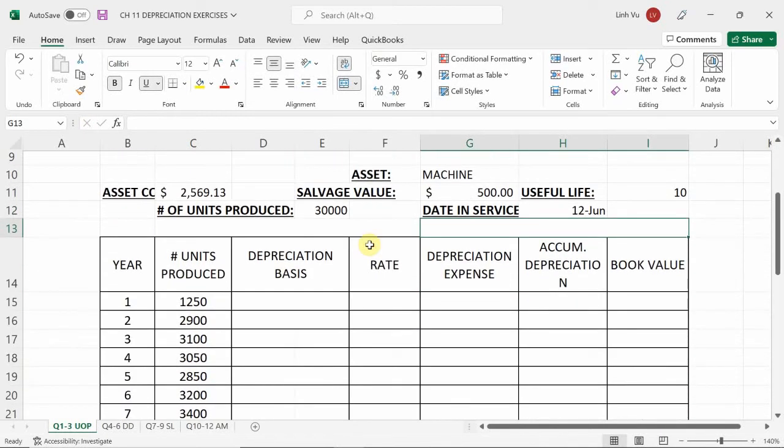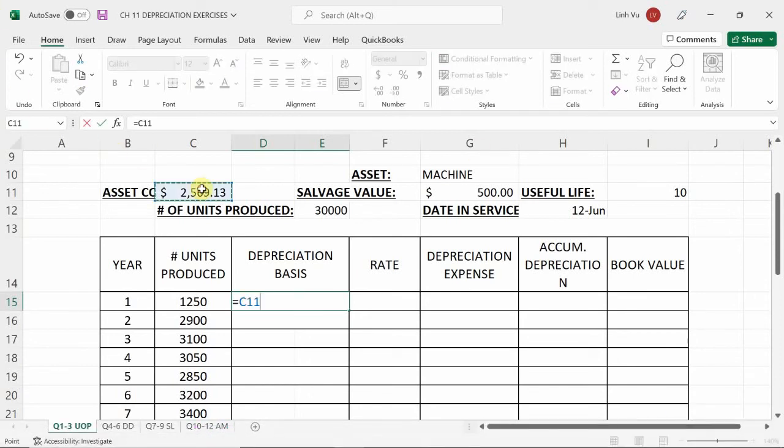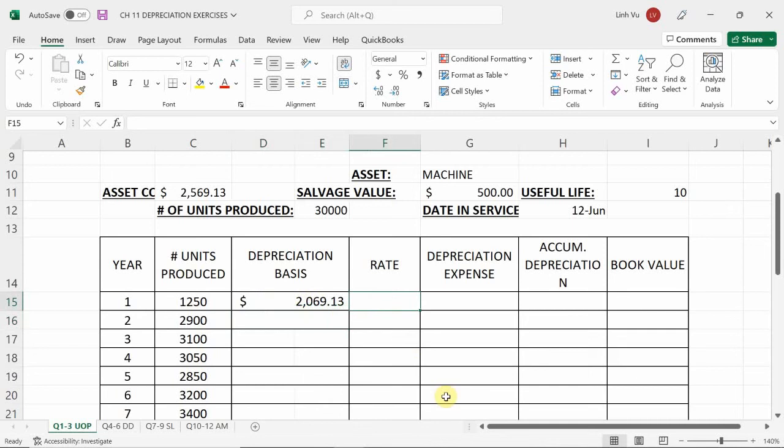So, let's start the first one. What is my depreciation basis? The asset cost minus salvage value? Correct. So in this case, 2,569.13 minus salvage value of 500, what do I get? 2069.13. Good. Okay. What's my per unit rate going to be? Because we're doing units of production.